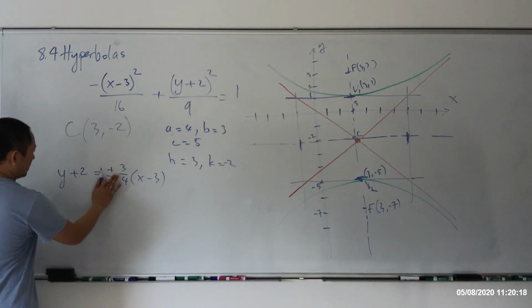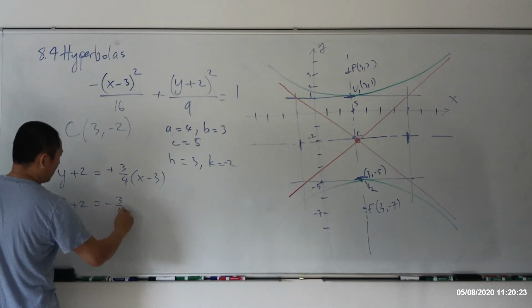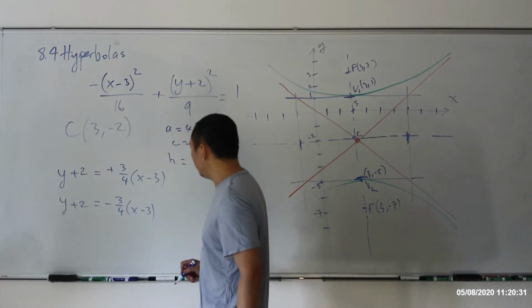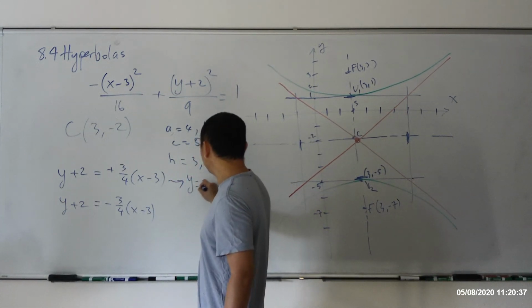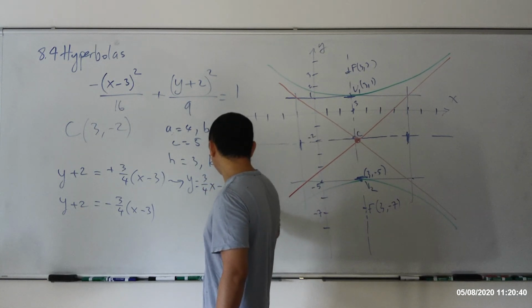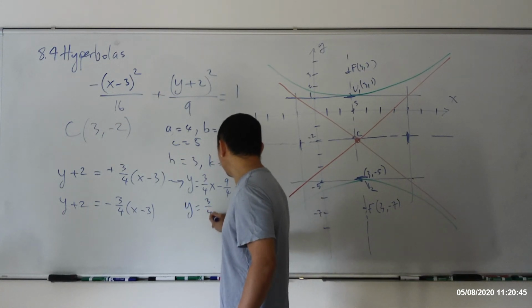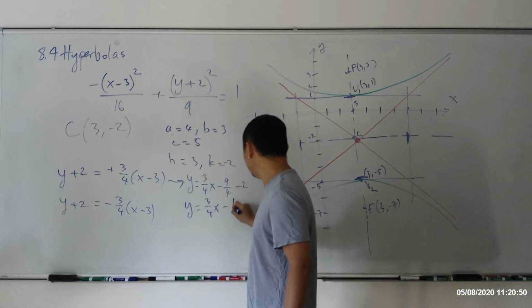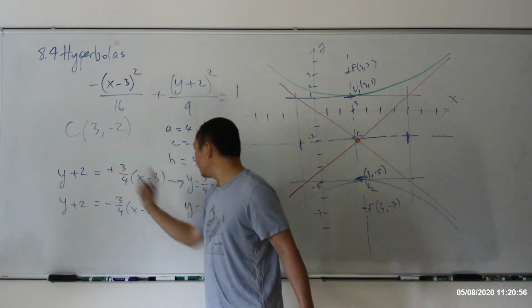So let's write the first one as this. The second one is going to be y plus 2 equal to -3 over 4 of x minus 3. Okay, and then simplify with a little algebra. Let's do the first one first right here. y equal to 3 over 4x minus 9 over 4 minus 2. So y is equal to 3 over 4x, this is 8 over 4, 9 over 4, so this is minus 17 over 4. I distribute the 3 over 4 to the two terms and I subtract the 2 on both sides.